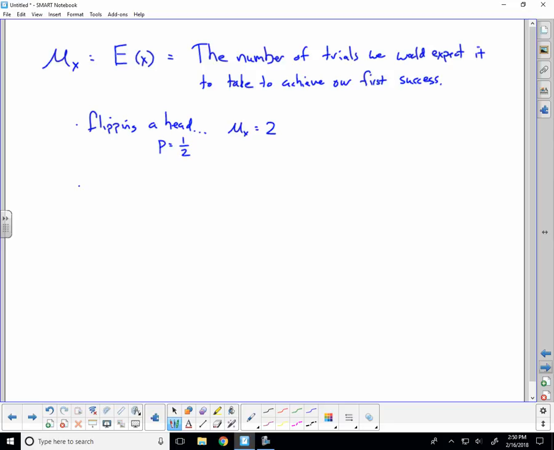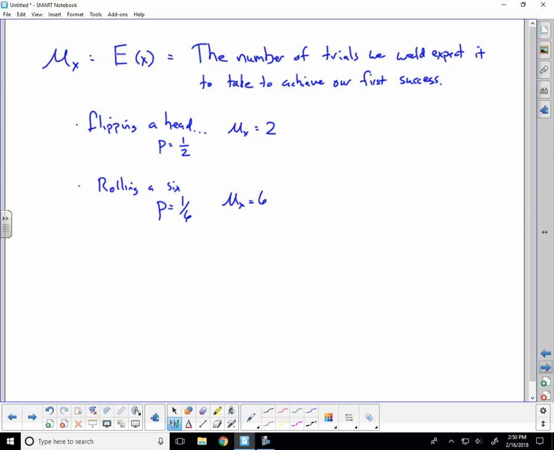All right, let's talk about the one we just did, rolling a 6. The probability of getting a 6 was 1 out of 6. So you'd expect it might take what? 6. If everything were ideal, one would be a 1, one would be a 2, one would be a 3, and one of those 6 would be a 6.